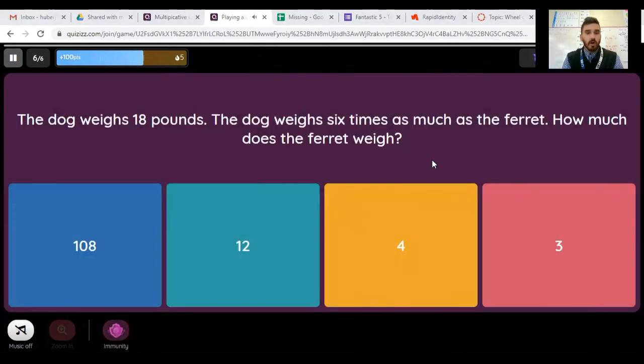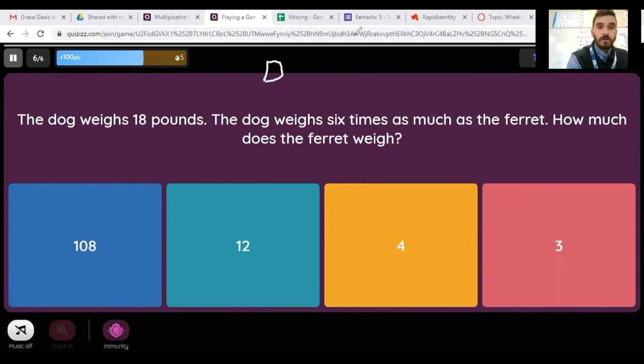It says the dog weighs 18 pounds. The dog weighs 6 times as much as the ferret. How much does the ferret weigh? So that was actually worded pretty good for you guys. We see 6 times as much. We saw 6 times as much. We know we're doing a multiplicative comparison problem, and we know we're comparing the dog's weight and the ferret's weight.